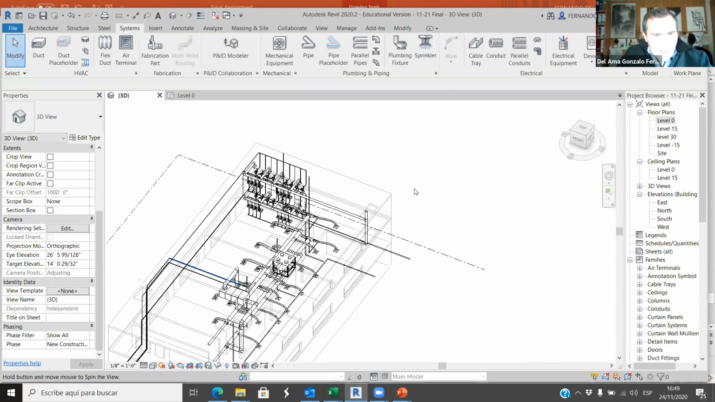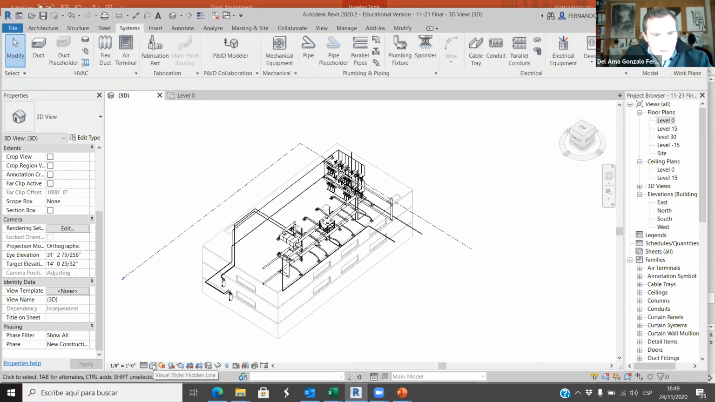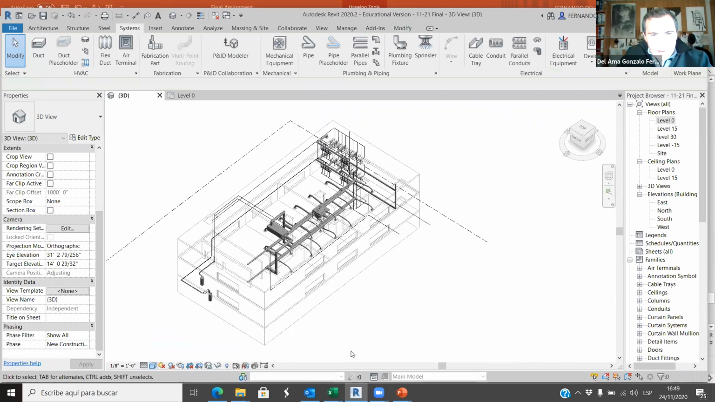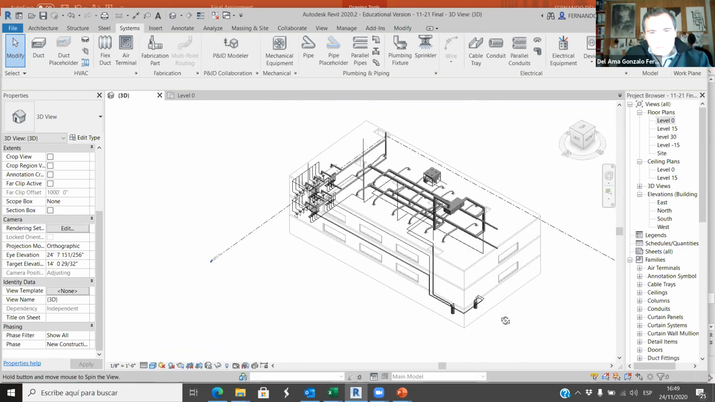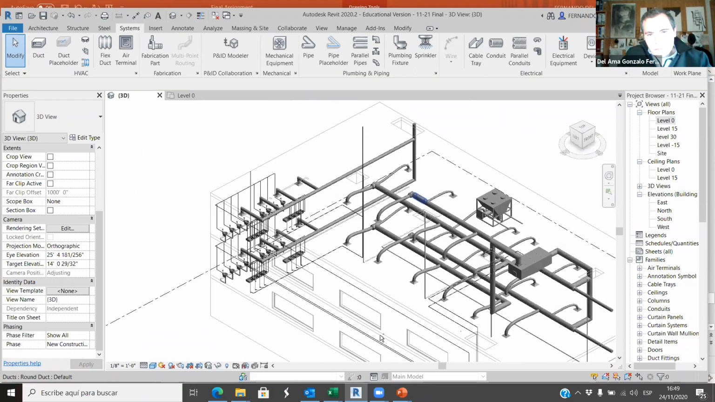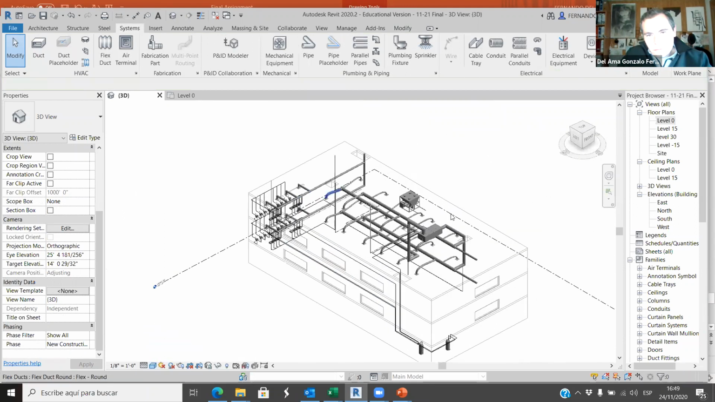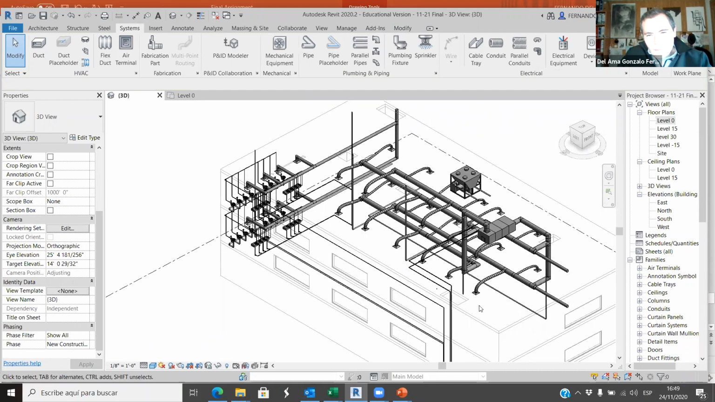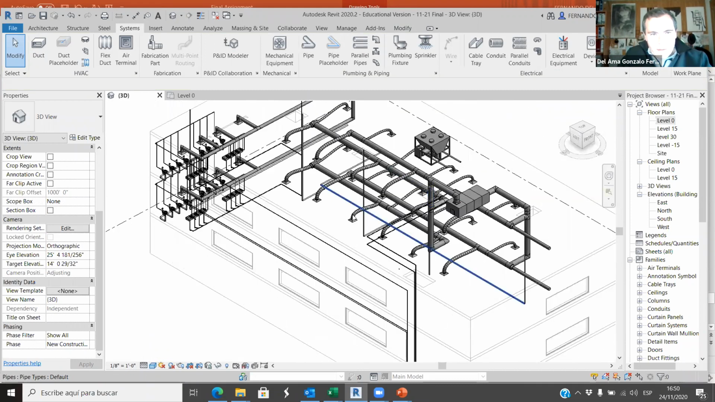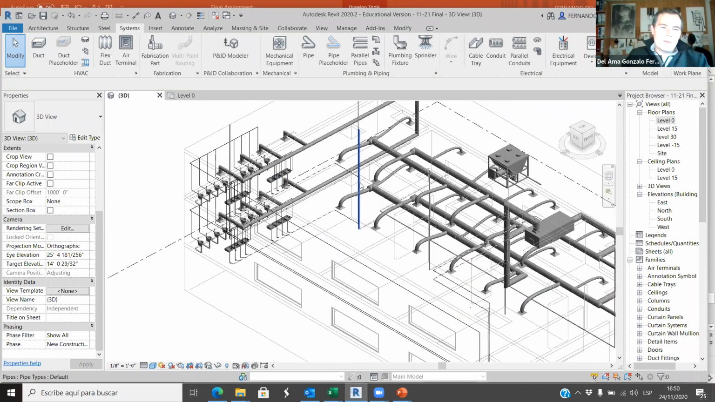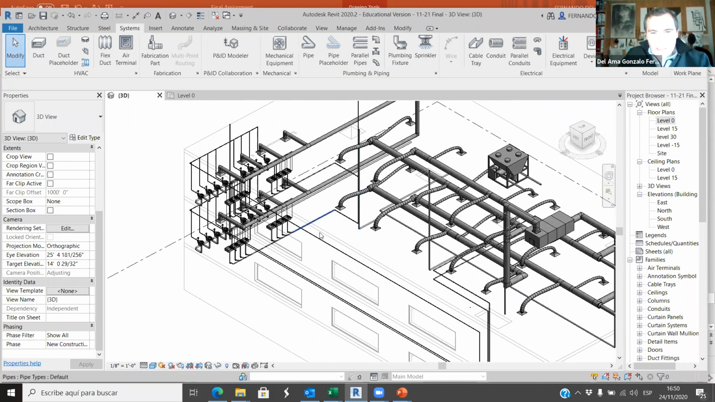So at the end we end up having something quite complicated, because everything has to go. Okay, so at the end, we have a lot of pipes, we have a lot of ducts, and we have to make sure that there are no intersections.